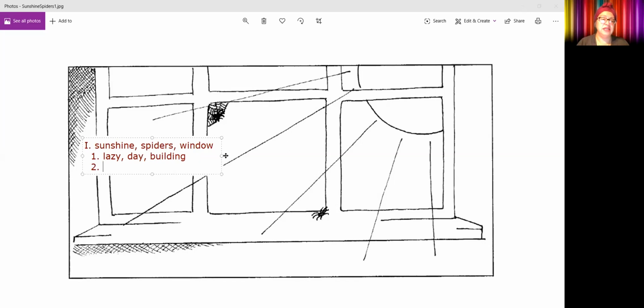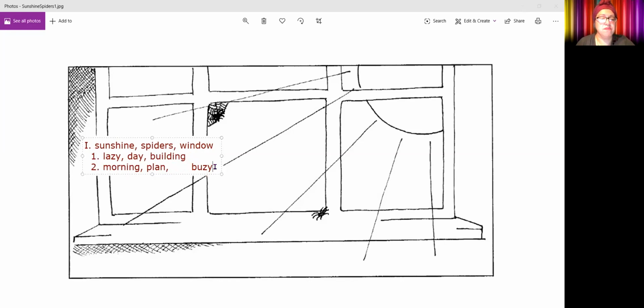The second detail, let's see, who's in it? Well, we've already mentioned we've got spiders. What else might be happening? Okay, ask yourself who, what, when. Let's say morning. Morning time, and not too busy. So I'm going to put not busy here. I'm going to click out of that, and write with my drawing tool, not busy. Okay, so it's a not busy day.